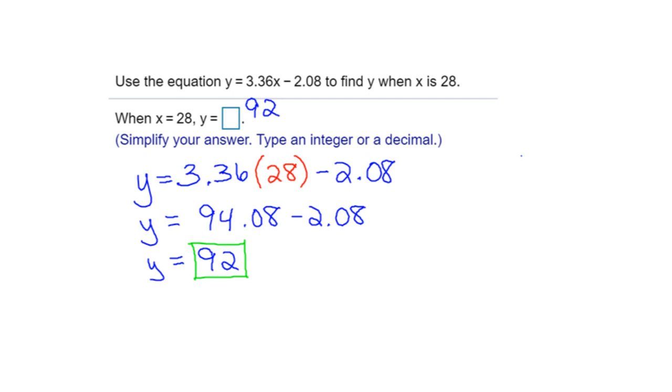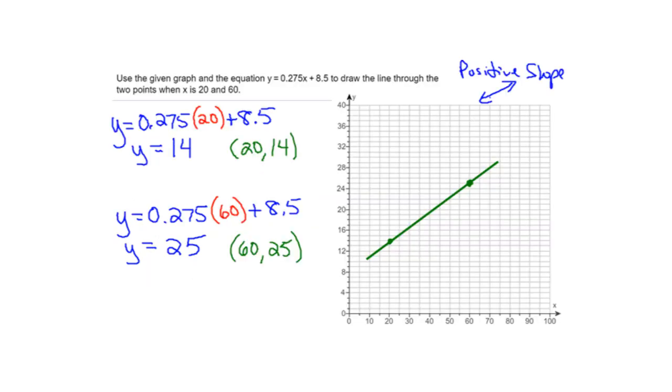Okay, so let's go back into substituting again. So they gave me the equation y equals 3.36x minus 2.08, and they want to know what y would be if x is 28. So I'm going to take that 28 and substitute it in for x, right? And then just pop it in your calculator. So take 3.36 times 28 minus 2.08, and I get 92. And so as a function, your x is the input, your y is the output.